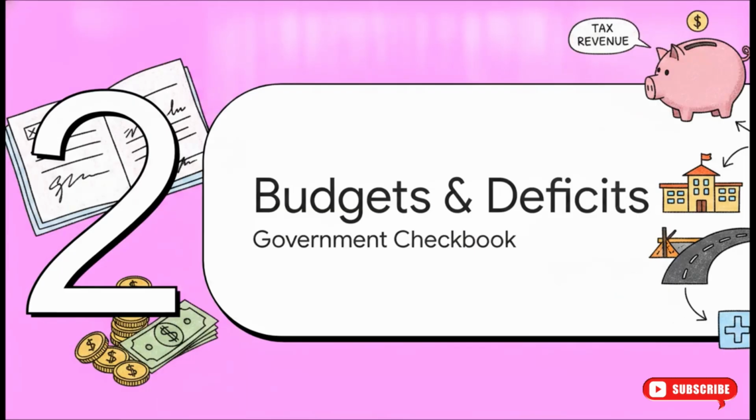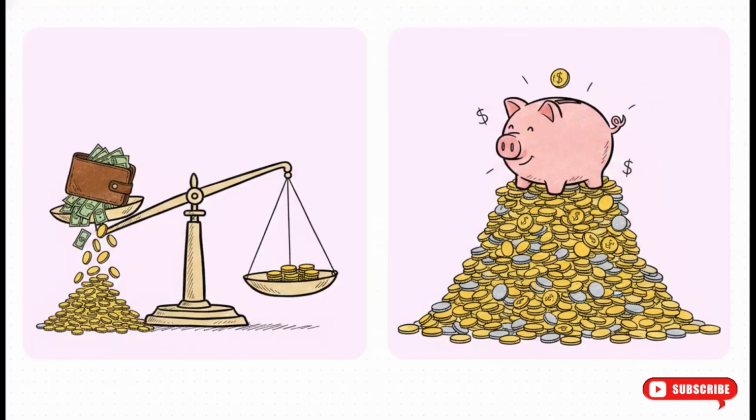Section 2. Budgets, deficits, and surpluses, the government checkbook. Right, so now that we know how the government fills up its coffers, what do they actually do with all that collected tax revenue? Just like a standard household budget, a government has to balance what comes in against what goes out. If they bring in exactly what they spend, boom, balanced budget. But let's be real, that's incredibly rare. What's far more common is what we see here.